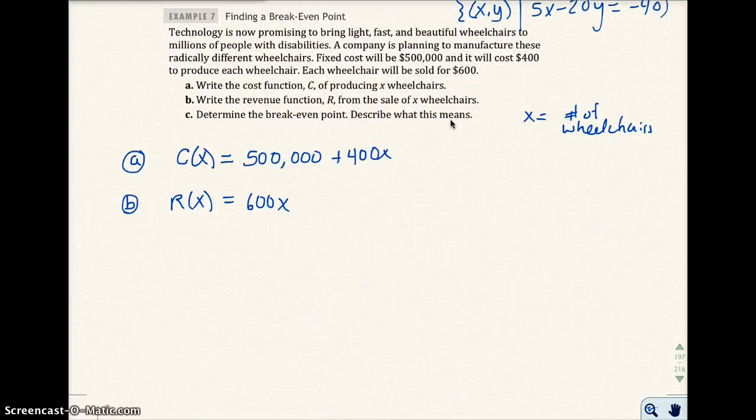Determine the break-even point. Describe what this means. So the break-even point is when the cost function equals the revenue function, and when the cost equals the amount that they made. We're going to do the cost function C equals the revenue function R, which is the break-even point.